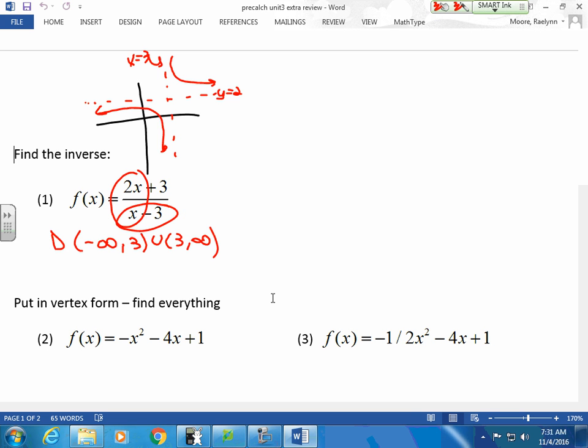Okay. All I want you to do is find me the inverse equation. I don't want you to restrict any domains or anything. I just want you to find me the inverse equation. How do I find an inverse equation? Switch the x and the y. Then solve for y. An inverse notation is this. This is function notation. And this is for an inverse.